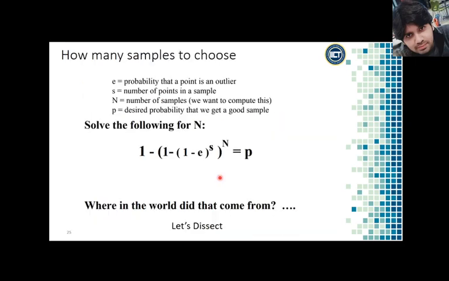So this is the formula which we have to compute, or which we have to consider for solving for n, which is the number of samples that we need to compute. Now the question will be, where in the world did that come from? How did we come up with this particular equation? So let's dissect what this equation, or the fragments of this equation, actually mean.